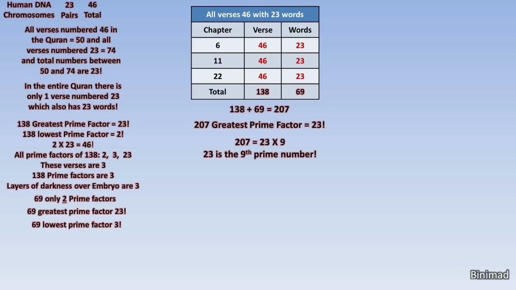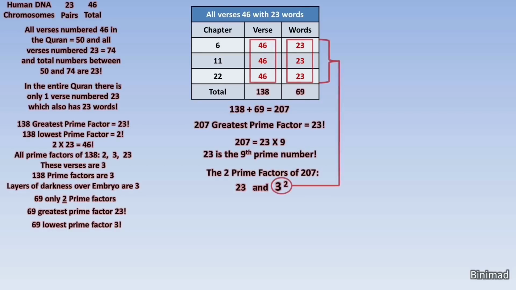Let me add that the prime factors of 207 are 3 to the power of 2 and 23. So again we have 3, which as stated is the number of layers of darkness the baby develops in. But pay close attention here to the smallest details. 138 also had 3 as a prime number, but it's the sum of just one group, which is the 3 numbers 46. But 207 is the sum of the 2 groups together, and it perfectly is 3 to the power of 2. Subhanallah. Have I used the word breathtaking yet?